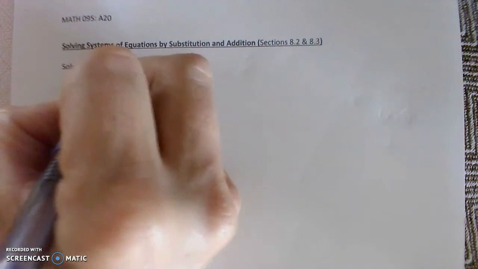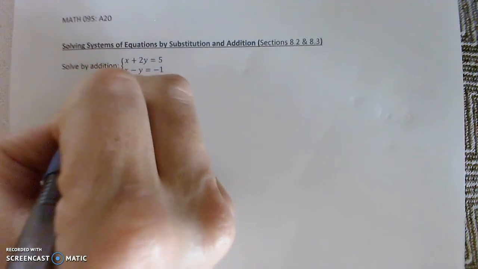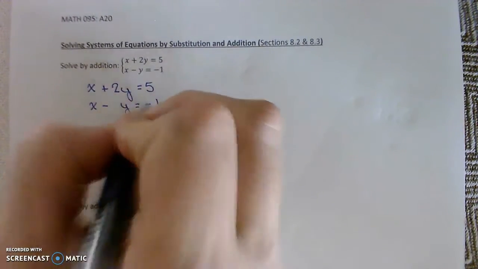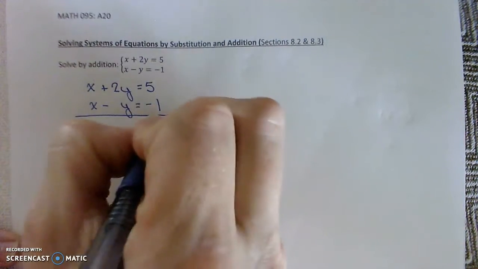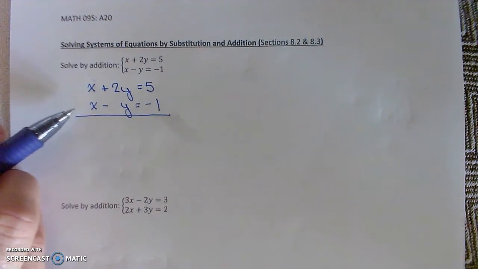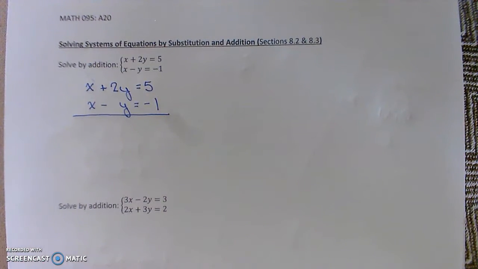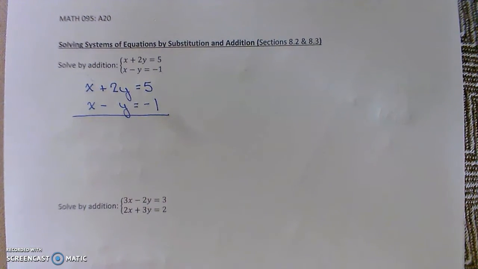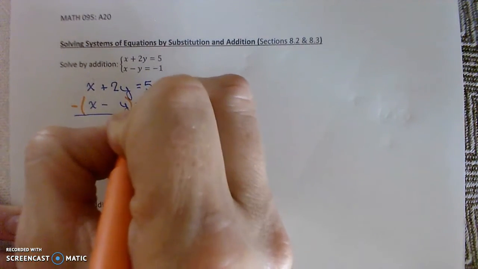And the way this works is we make sure that both variables are on the same side of the equation. So x plus 2y equals 5 and x minus y equals -1. And then what you want to do is add or subtract the two equations in order to eliminate one of the variables. What I'm going to do is subtract the second equation, then I'll notice that x minus x is 0x, so the x coordinate goes away completely. So let me subtract the left-hand side and subtract the right-hand side.